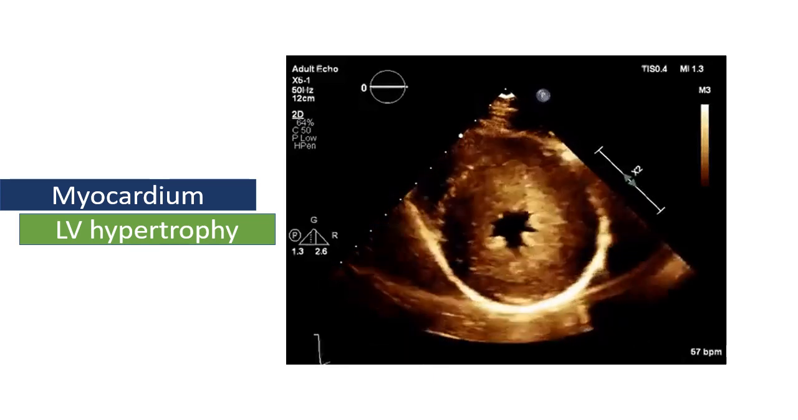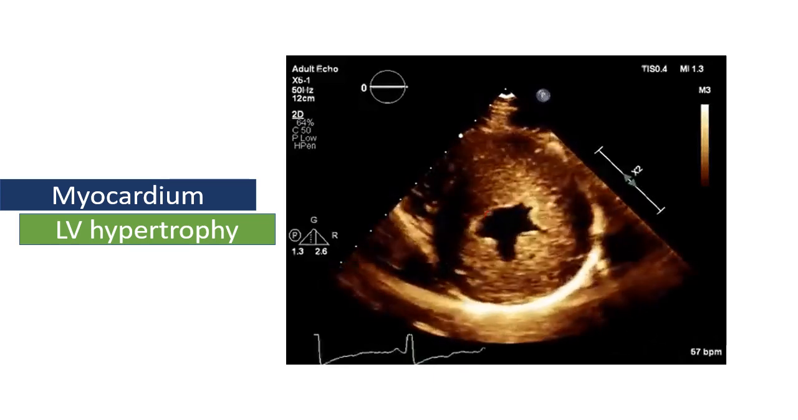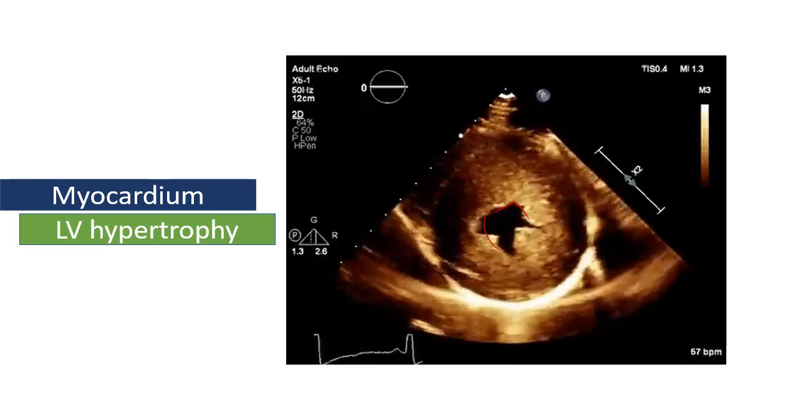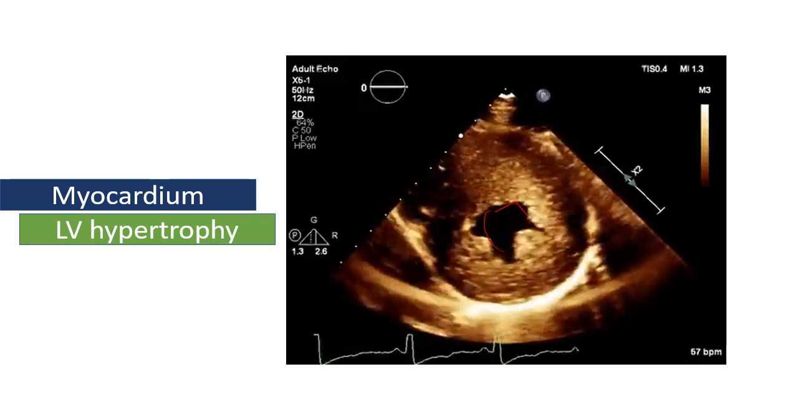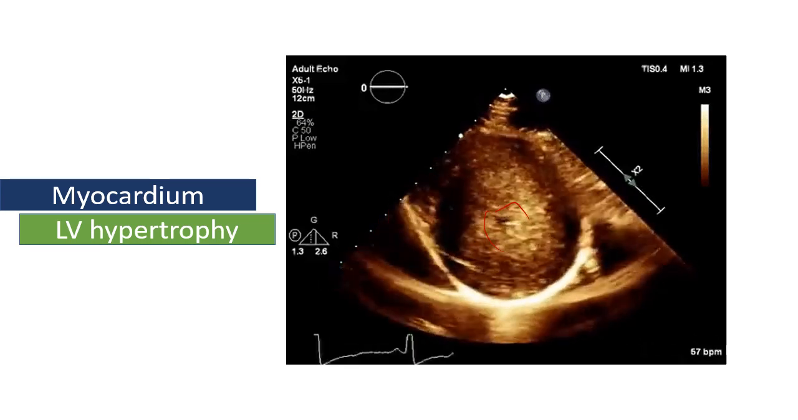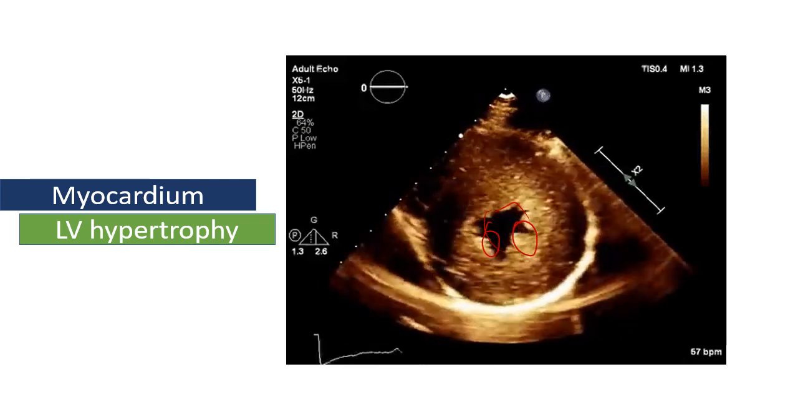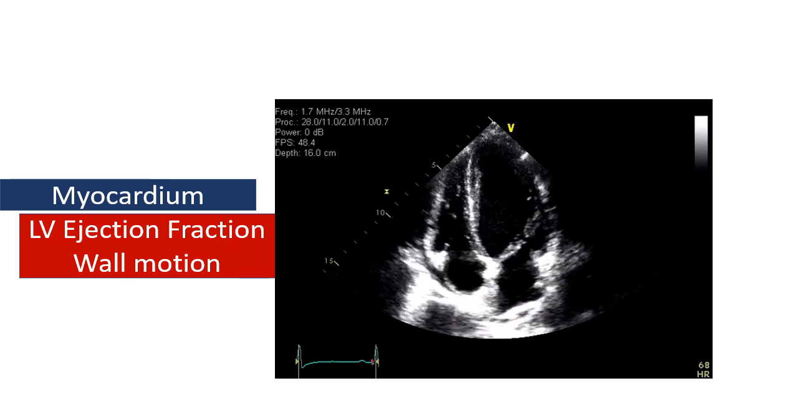This is even a more severe form of LV hypertrophy. You can see here that the cavity is very small, and this is very severe LV hypertrophy. Again, this is a short axis view at the level of the papillary muscles. You can see here the papillary muscles. Regarding also the myocardium, you have to look for the LV ejection fraction and wall motion abnormalities.